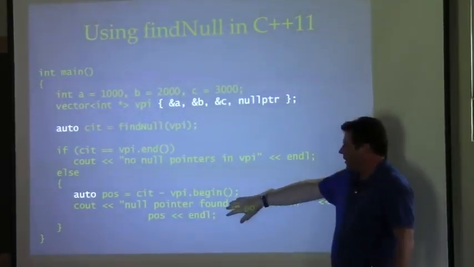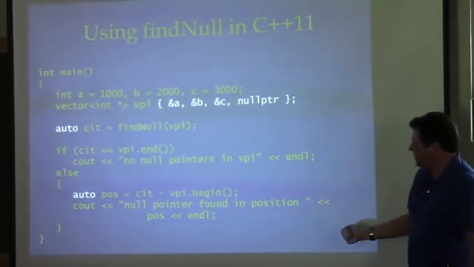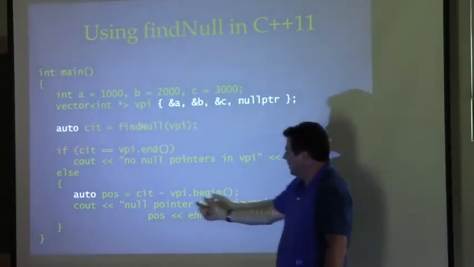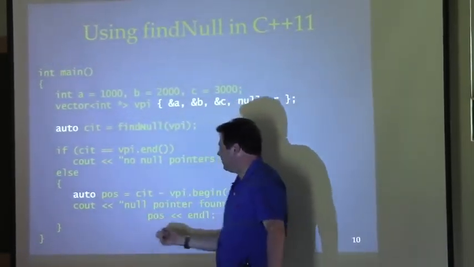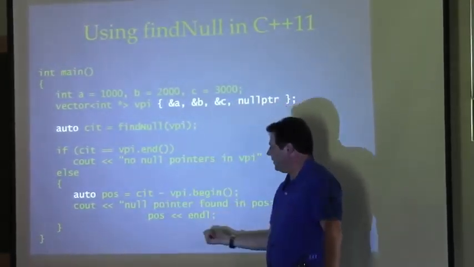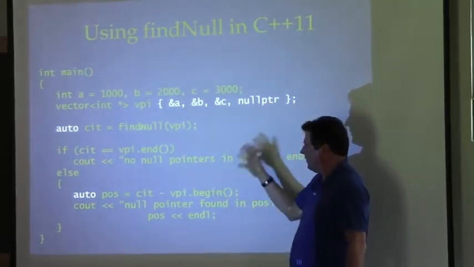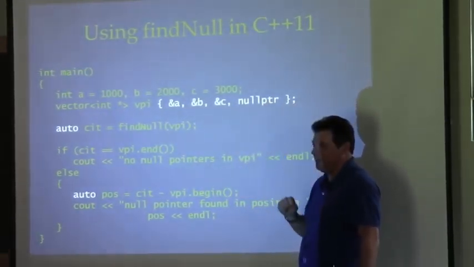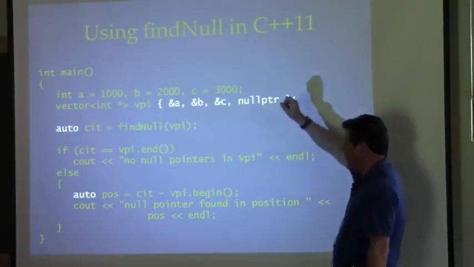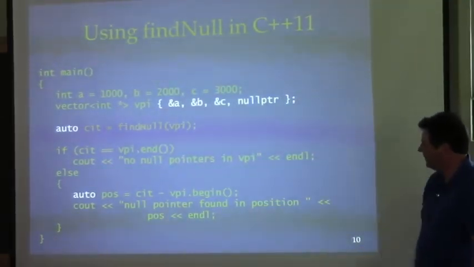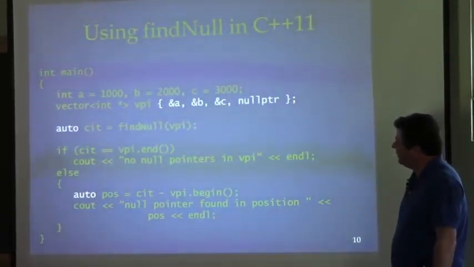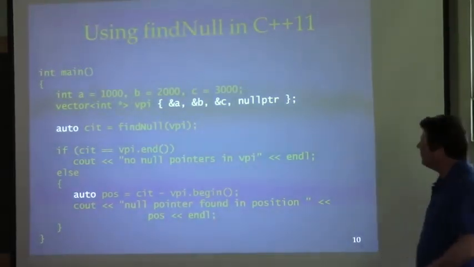When we find that null pointer and we want to show the index position now, again, the type that's used to hold the difference of two iterators, let the compiler figure it out. We don't have to remember difference_type and type out container:: or any of that. Just auto, it'll figure it out. So there's a couple nice little improvements.